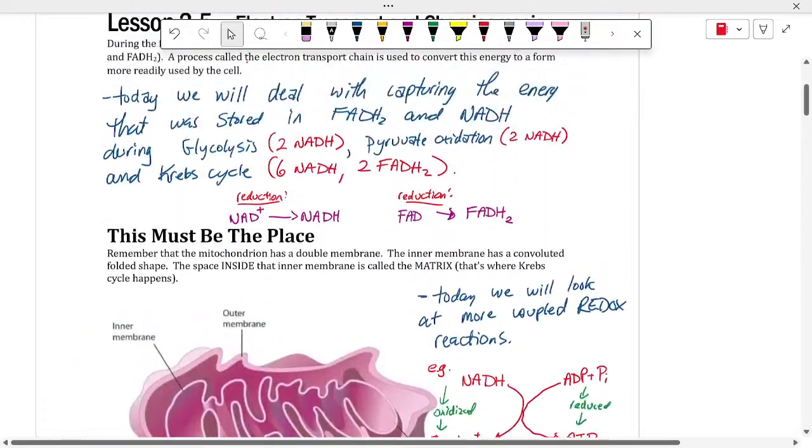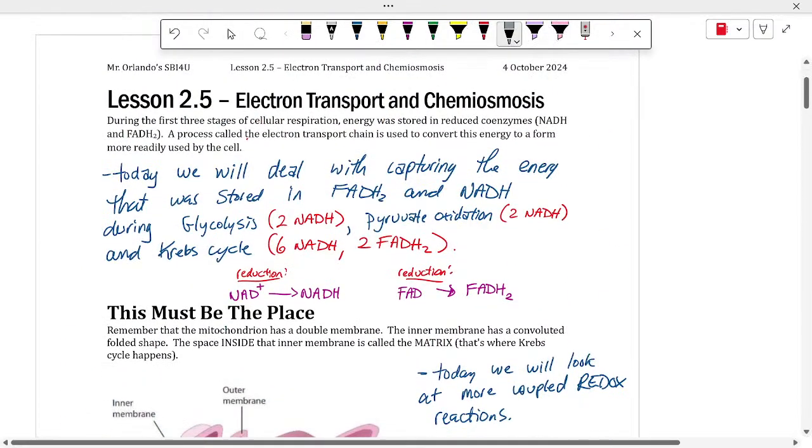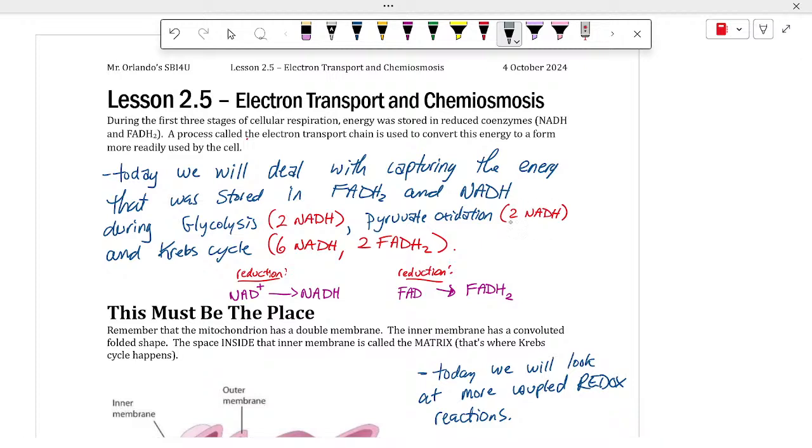So if we go back and look at our accounting, we already have 6 NADHs and 2 FADHs in the matrix. We're going to move in 2 NADHs from glycolysis and 2 NADHs from pyruvate oxidation. Does that make sense? Altogether, what now will be in the matrix? 10 NADHs and 2 FADHs. Does that make sense? Okay.